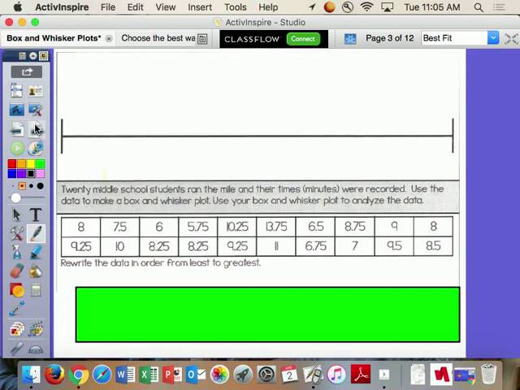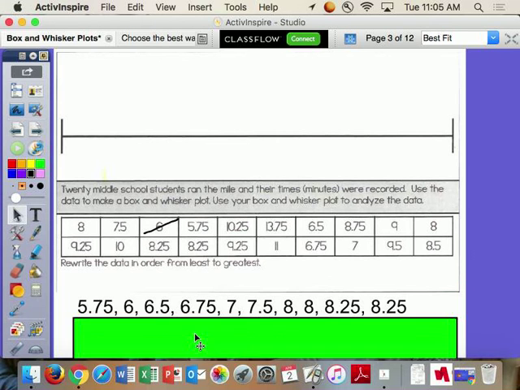All right. Now, make sure that you have this paper in front of you. Okay, so it says 20 middle school students ran their mile and their times minutes were recorded. Use the data to make a box and whisker plot. Use your box and whisker plot to analyze the data. So first, we're going to put our numbers in order from smallest to biggest. So the easiest way to do this is look and see what number is the smallest. Every time that you use a number, cross it out, right? You can always add in a number if you find out later that you missed it. Okay? So take a moment, pause the video, and do that.